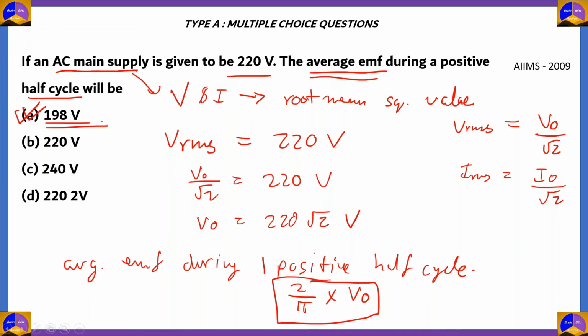That depends on the value of pi and the value of root 2, both of which are irrational numbers going over vast decimal places.